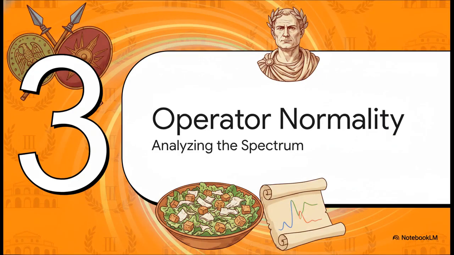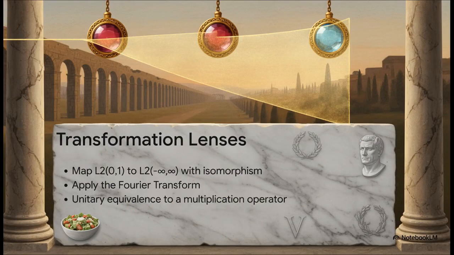Let's move on to Section 3, Spectrum and Operator Normality. Now that we have the norm locked down, let's explore its hidden traits. To really peer into the spectrum, the paper uses a series of isomorphic transformations. Think of them as mathematical lenses. First, they stretch our interval from 0 to 1 all the way across the entire real line, from negative to positive infinity.